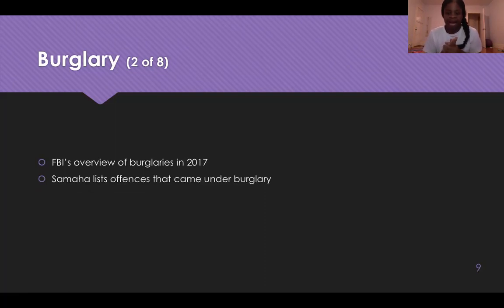So the FBI overview of burglary in 2017. I'm going to throw out some stats for you right now. So again, going over the FBI's overview of burglary in 2017.